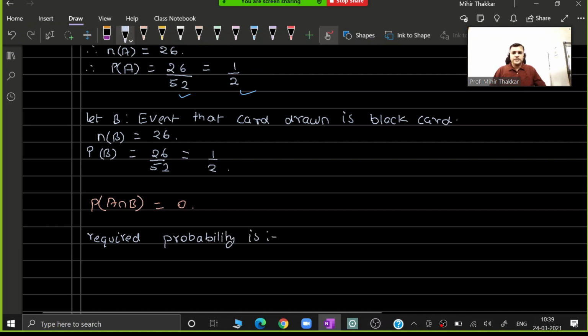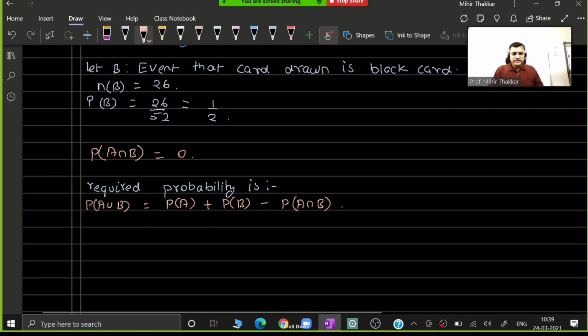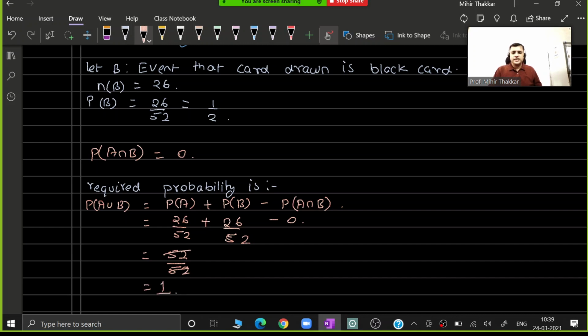So the required probability, as I told you, is probability of A union B, which has to be found out. So P of A plus P of B minus P of A intersection B comes out to be the value. I am using the original values like I did in the previous case. So denominators are same, so I will get this as 52 by 52. On reduction, I get the answer as 1.